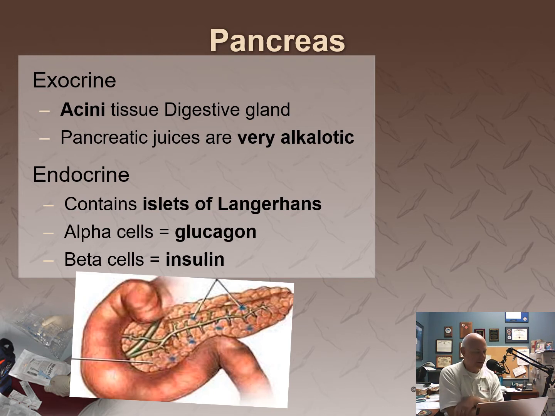And we need to know that there are islets of Langerhans from the EMT course. Hopefully we remember that. And then to go further, in the islets of Langerhans, there are alpha cells that produce glucagon and beta cells that produce insulin. One little trick to remember this is A comes before B and G comes before I. So alpha is glucagon, beta is insulin. There are also delta cells that make somatostatin, but we're not going to talk about those for quite a while.